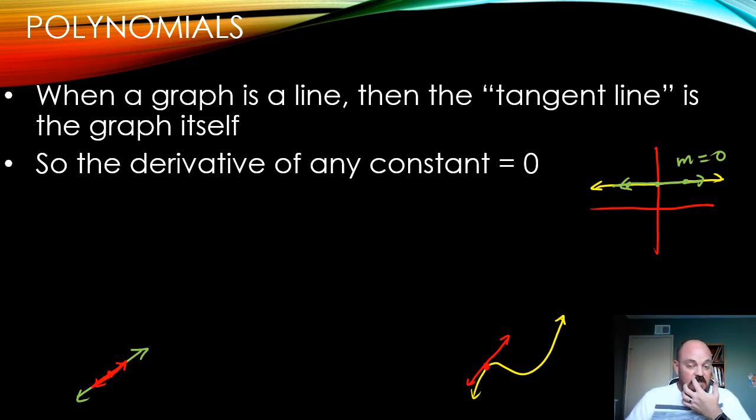So that's rule number 1. The derivative of any constant is 0. If I say, what's the derivative of 5? The answer is 0. If I say, what's the derivative of 100 million? The answer is 0.